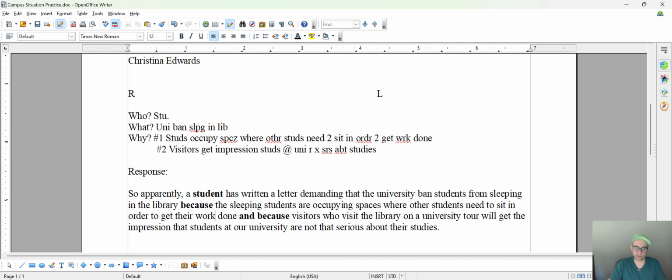So apparently, a student has written a letter demanding that the university ban students from sleeping in the library because the sleeping students are occupying spaces where other students need to sit in order to get their work done, and because visitors who visit the library on a university tour will get the impression that students at our university are not that serious about their studies. And then you're gonna mention what the person from the lecture would say, but we're not covering that right now. We're just focusing on this bit right here, okay?